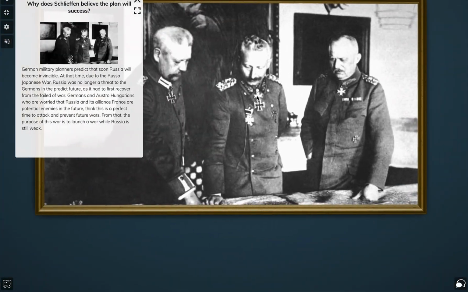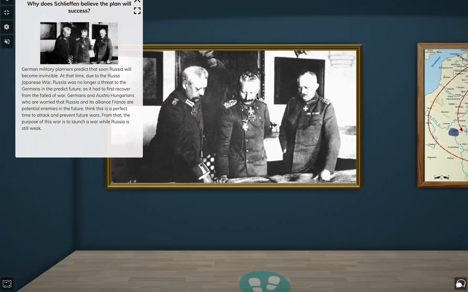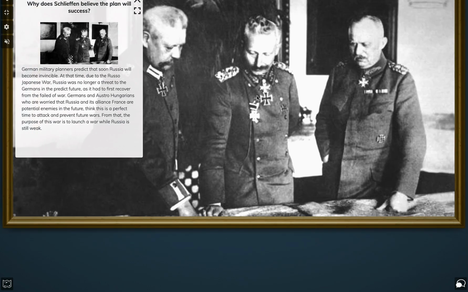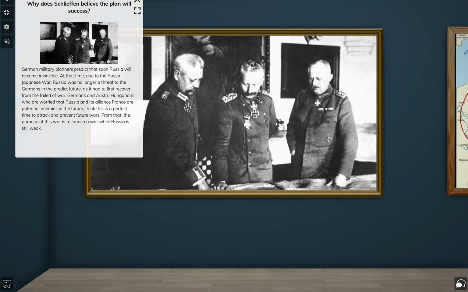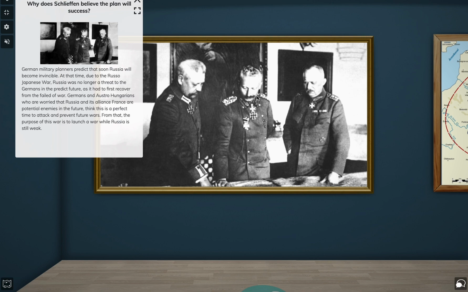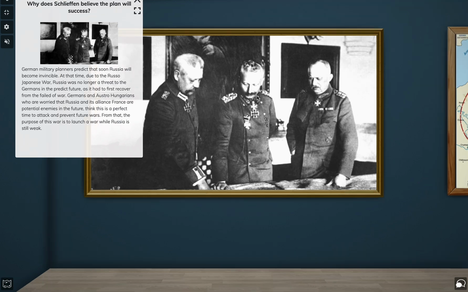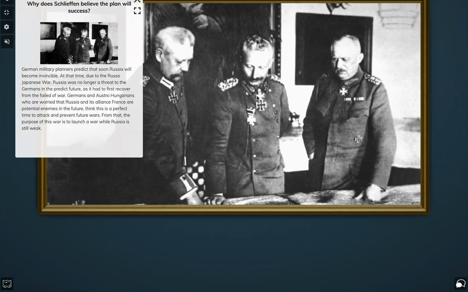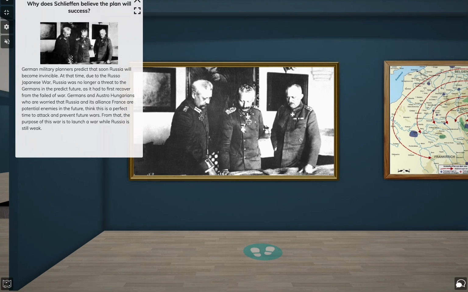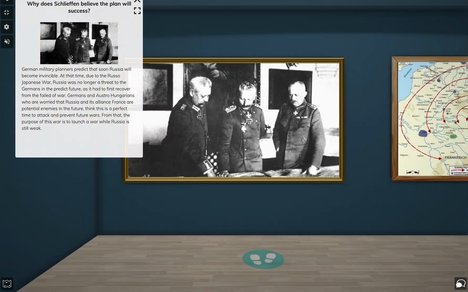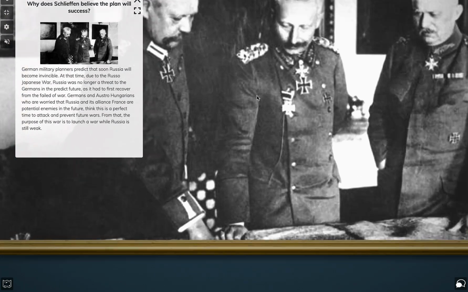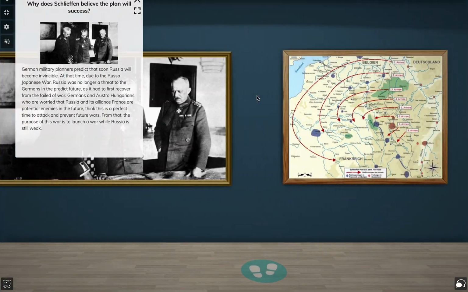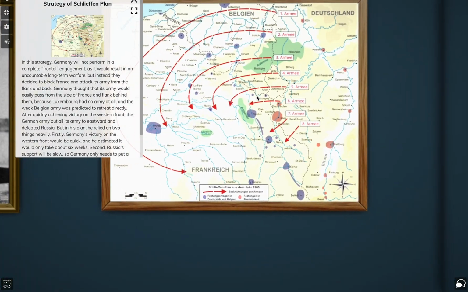This room is about the Schlieffen Plan. Why did the Germans believe the plan would succeed? Because at that time Russia was fighting with Japan. Due to that war, Russia was no longer a threat to the Germans in the predicted future. So they believed they could fight.